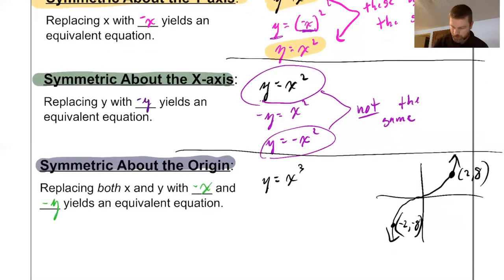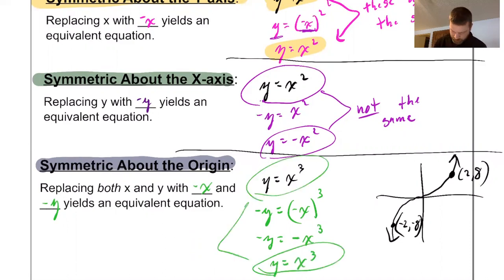For y equals x cubed, if I replace y with negative y, I'll have negative y, equals, if I replace x with negative x, negative x cubed. Well, that makes negative y equal to a negative times a negative times a negative, 3 times. It's still a negative. And then multiplying both sides by negative 1, y equals x cubed. These are the same. So that one is symmetric about the origin.